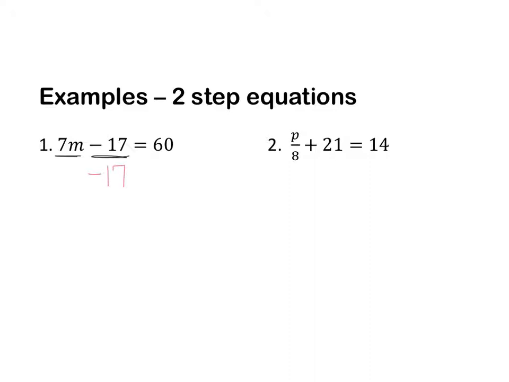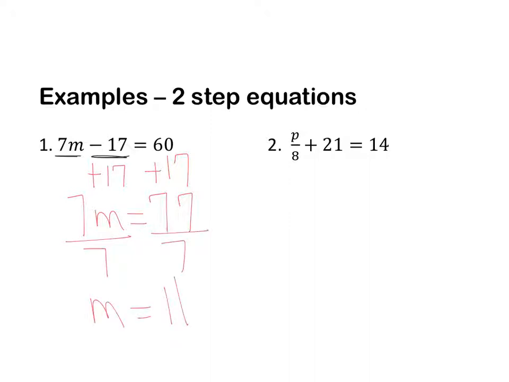Think of it as your order of operations. When you solve an equation, you're working backwards. You're starting at the bottom and working your way up. And I am going to have to add 17 to each side to get rid of the subtraction. And then finally, I am going to undo my multiplication with division, and that gives me m equals 11.